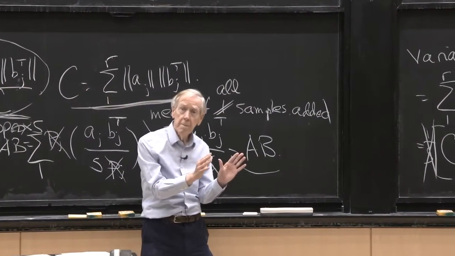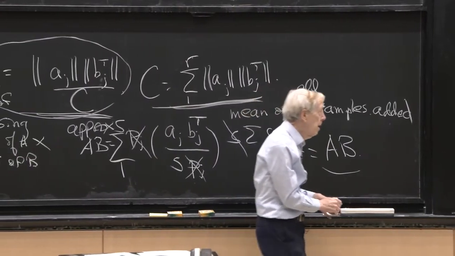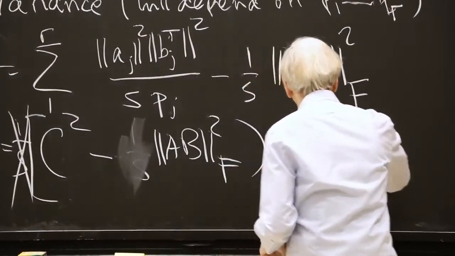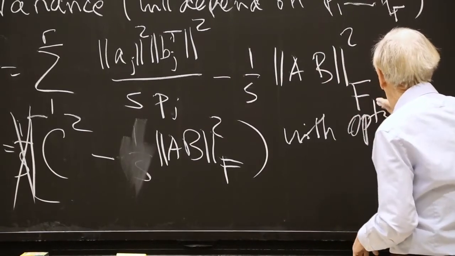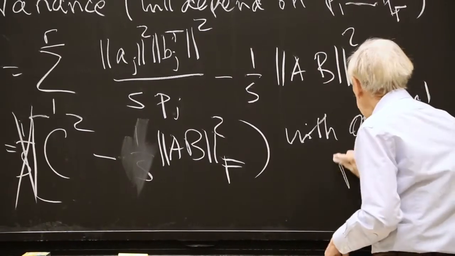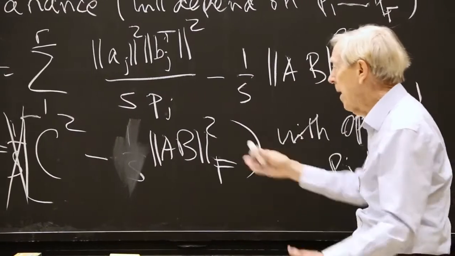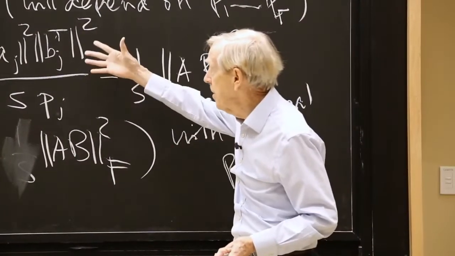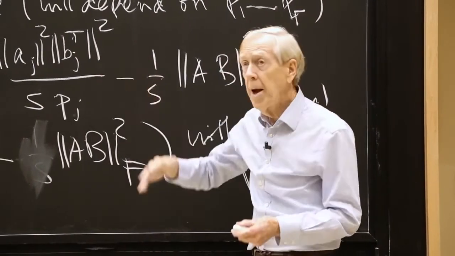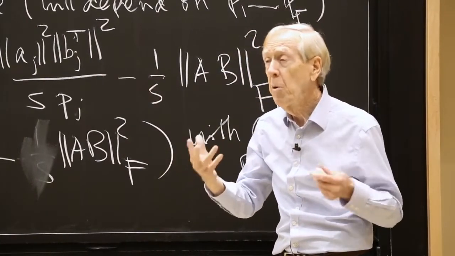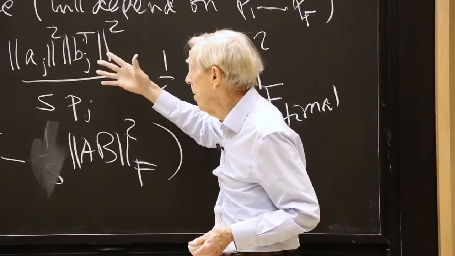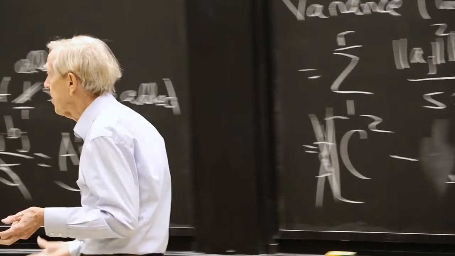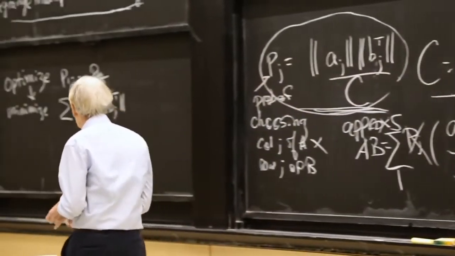But I'm backing up a minute. This is with the optimal PJs, then we got that answer. Great, that was our answer. But I'm backing up to this and saying, what are the optimal PJs to make this variance small? So I'm just doing this.